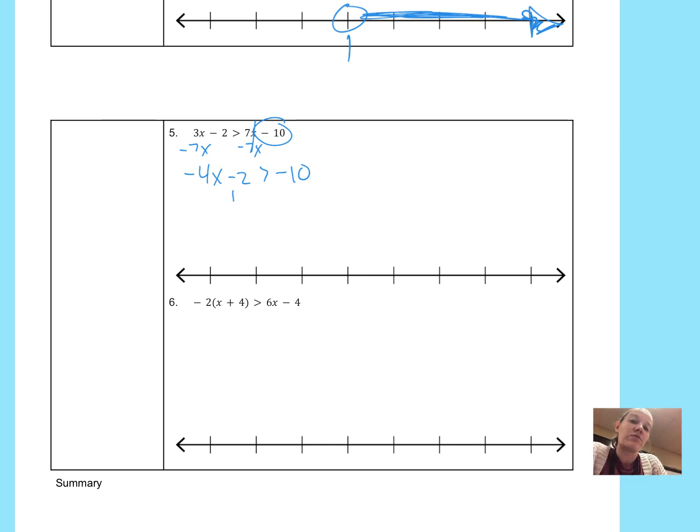Opposite of minus 2 is plus 2 on both sides. So we have negative 4x is greater than negative 8. I'm going to divide both sides by negative 4. And then there's my step again. I'm dividing by a negative, so that inequality sign has to flip. So it becomes x is less than, and then negative 8 divided by negative 4 is a positive 2. So I'm going to put 2 on my number line. I want an open circle, and we're going to go values that are less than, so that's going to be to the left.